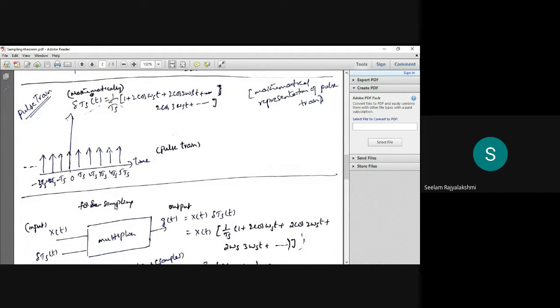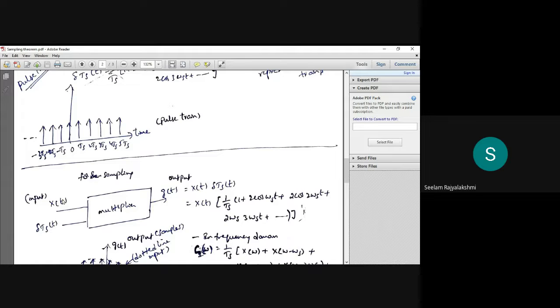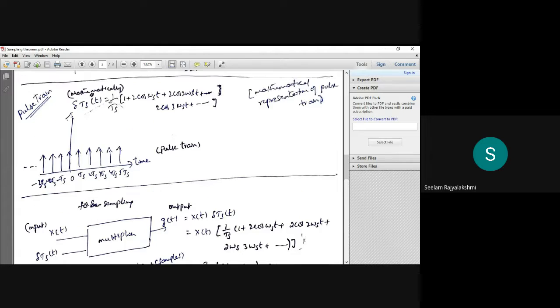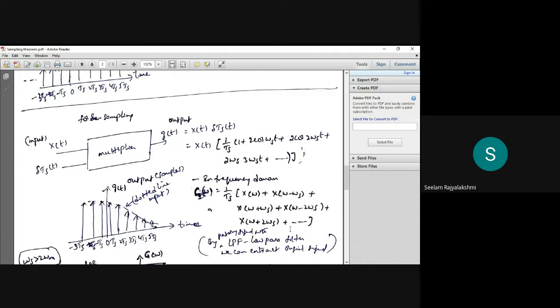Now let us consider sampling. Let us see the input, where we have to multiply x of t with this pulse train delta Ts of t. So using a multiplier, this is the input, and by multiplying these two we will obtain the output g of t equals x of t into delta Ts of t. We already have the value of delta Ts, so let us substitute it as it is: 1 by Ts into 1 plus 2 cos omega st plus 2 cos 2 omega st plus 2 cos 3 omega st plus so on. So this is the output.